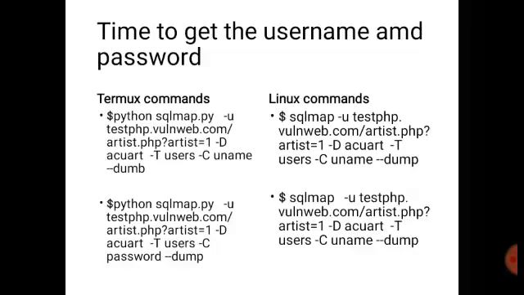Okay, so when we hit enter and the command runs, you see it will start to exploit until finally you get the username, which is test. Okay, you get the username. Now what are you waiting for? It's now time to get the password. So to get the password, we just type sqlmap -u test.php.vonweb.com/artist.php?artist=1 -D acuart -T users -C pass --dump. After we write this command, you will see the password, and the password will be test again.